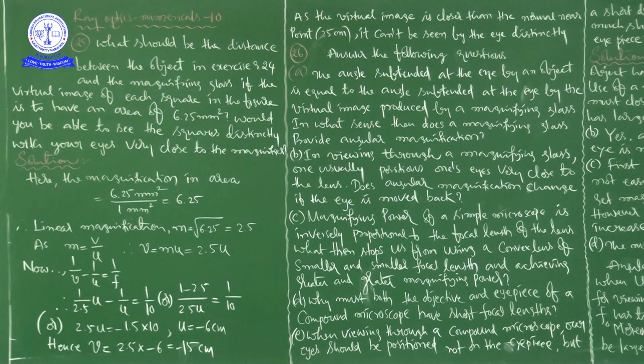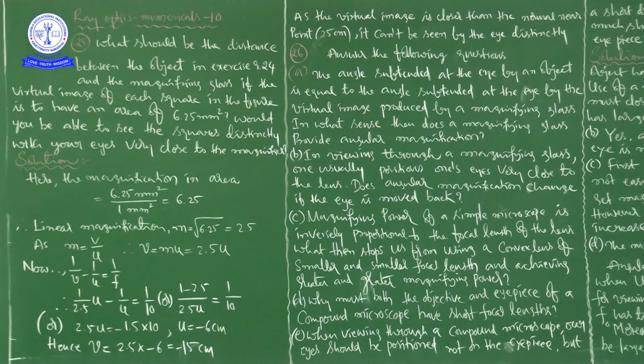Next, would you be able to see the squares distinctly with your eyes very close to the magnifier? Very close to the magnifier. So this is the second thing. First you have to focus on the calculation, then we will go for this one.